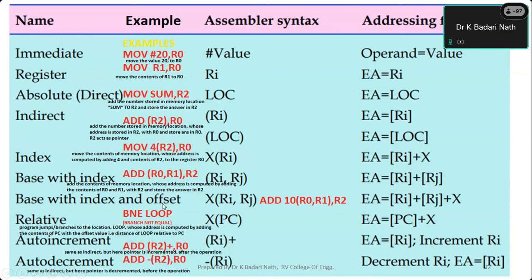Base with index and offset: a constant plus two register contents are used to prepare an address. Whatever address is prepared at runtime, we call it the effective address. The effective address is nothing but the actual address which is used to fetch the data. Relative means the program counter is used as a reference to prepare the new address.